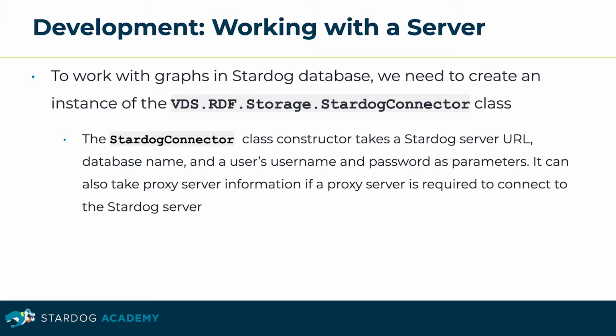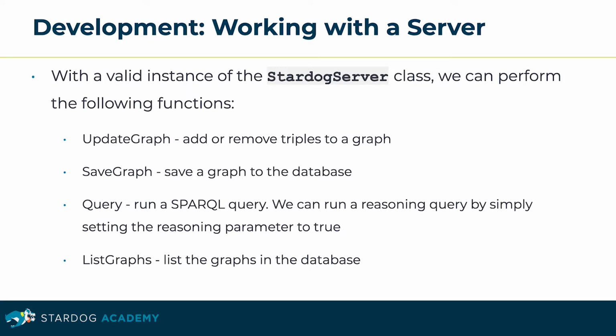To work with graphs in a Stardog database, we need to create an instance of the VDS.RDF.Storage.StardogConnector class. The StardogConnector class constructor takes a Stardog server URL, database name, and a user's username and password as parameters. It can also take proxy information if a proxy server is required to connect to the Stardog server.